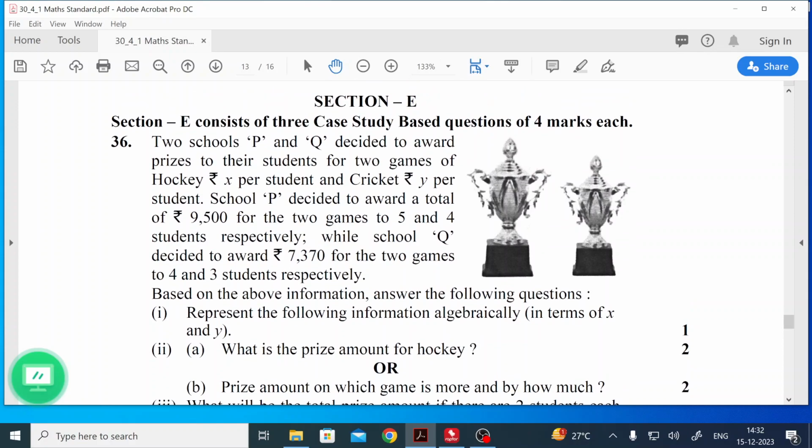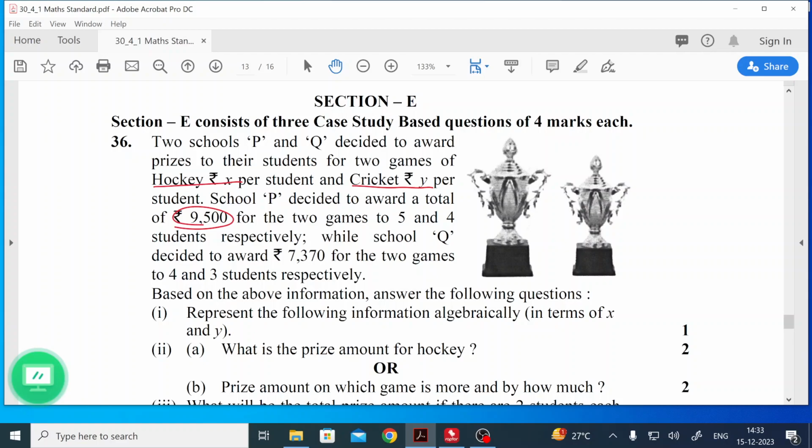Oh, case study. Represent the following information algebraically. Algebraically means we have to make an equation in terms of X and Y. They asked to take X and Y. X is hockey, X rupees per student. Cricket, Y. Hockey, X. Right, we'll make it now. Listen, school P decides to award a total amount for 2 games, to 5 and 4 students respectively, while school Q, 5 and 4.